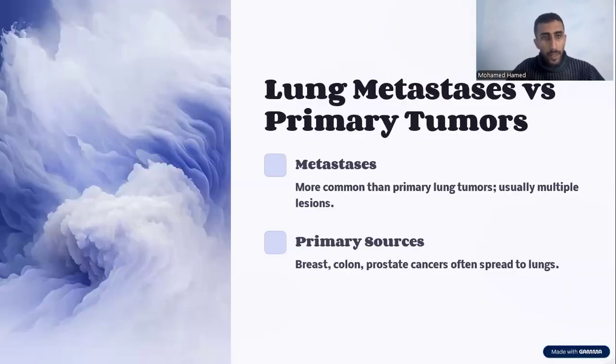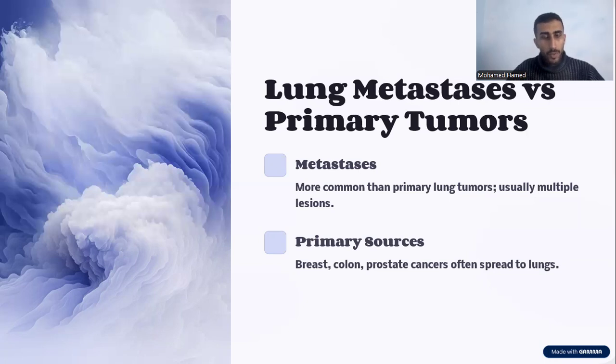And now, lung metastasis versus primary tumors. It is a high-yield point to know that the most common cause of lung cancer is metastasis. We have also talked about small cell lung cancers and non-small cell lung cancer with all of their subtypes. Metastasis remains the most common cause of lung cancer. You know that these are metastases because they usually have multiple lesions, maybe in both lungs in different lobes. By this you know it is metastasis, not a primary tumor.